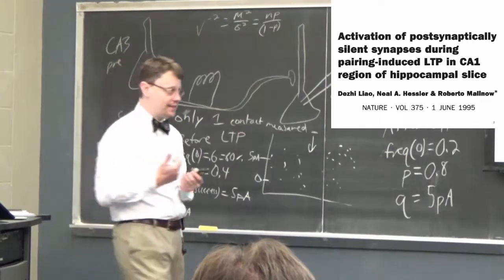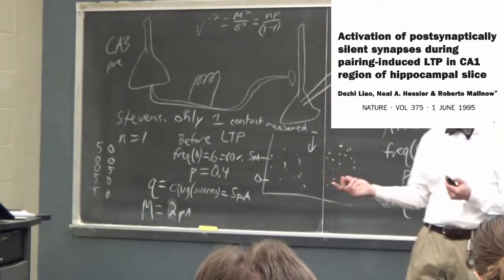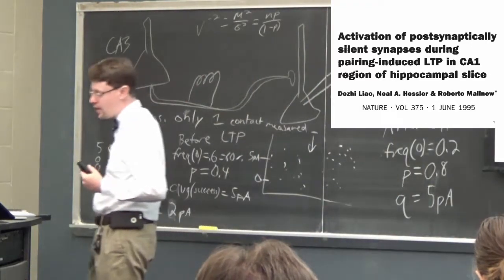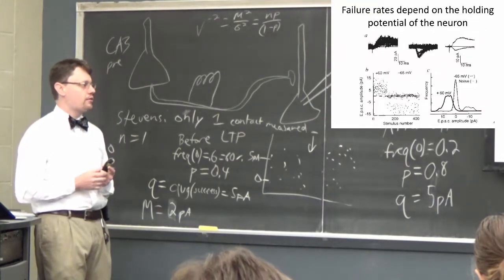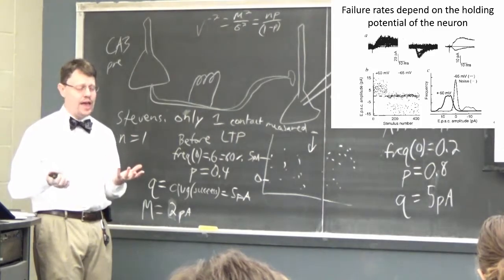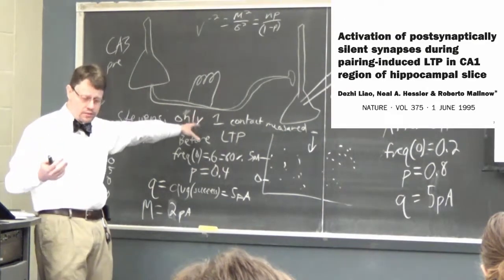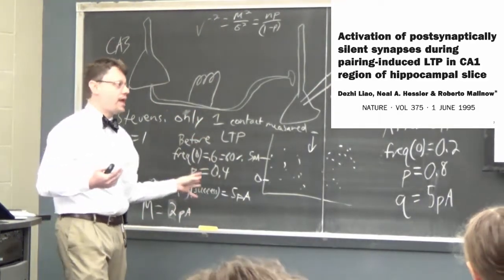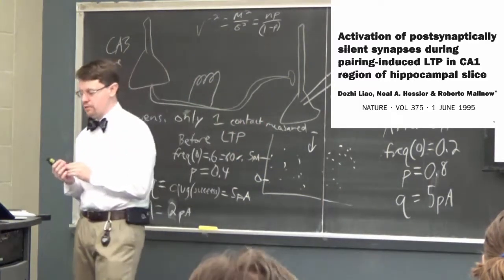But then in 1995, 5 years after he said that LTP was presynaptic, and 1 year after Chuck Stevens did this experiment that he thought was going to prove for all time that long-term potentiation was presynaptic, Roberto Malinow comes out and proposes that long-term potentiation is postsynaptic, and in particular that he has a new explanation for his old results, for Chuck Stevens' results from a year earlier, and everything makes sense in this idea of postsynaptic LTP.